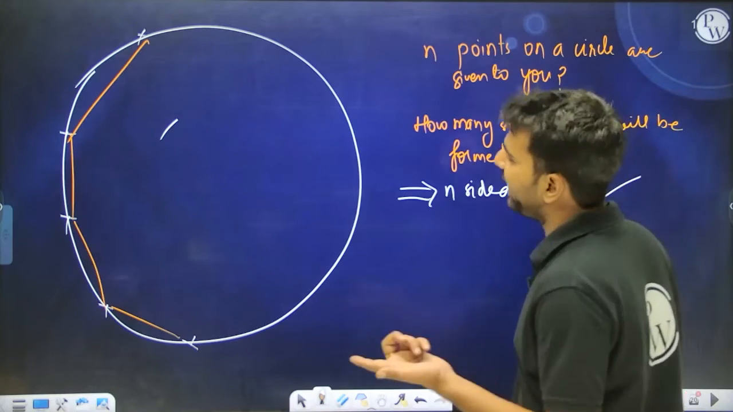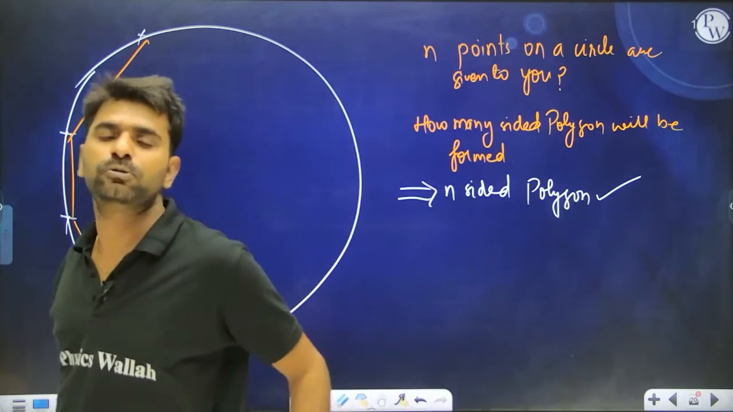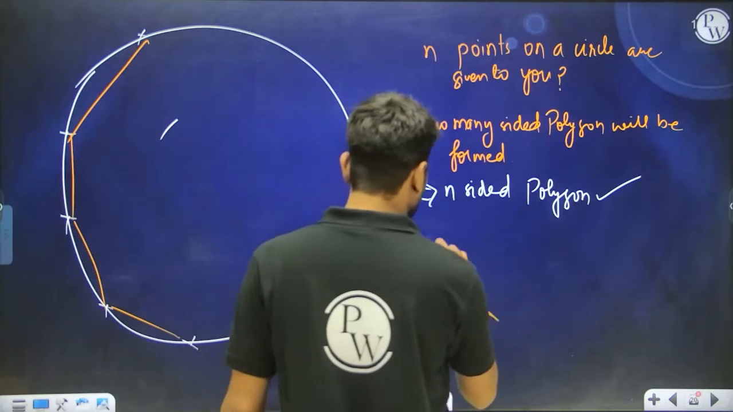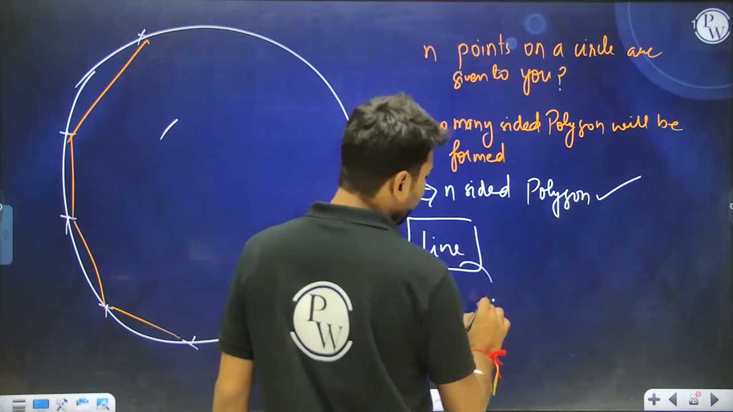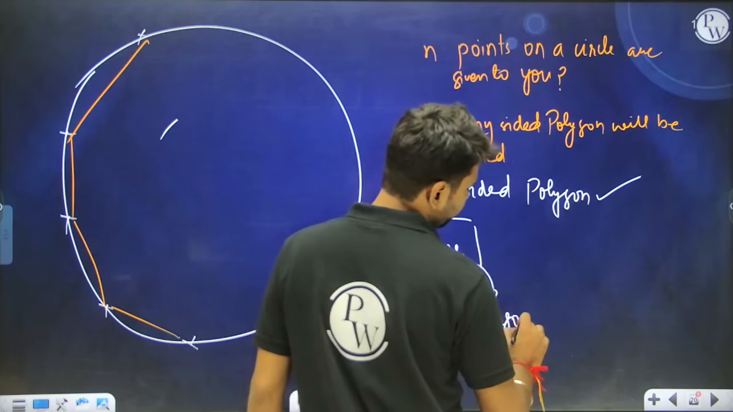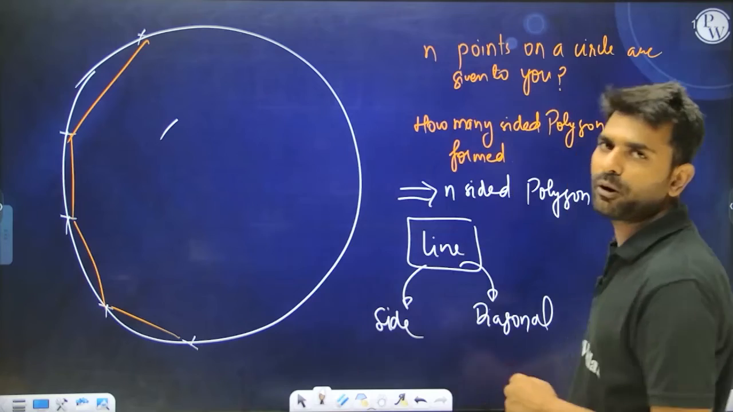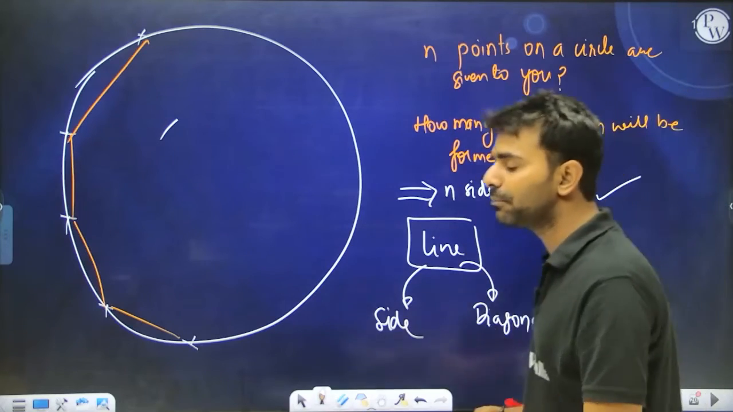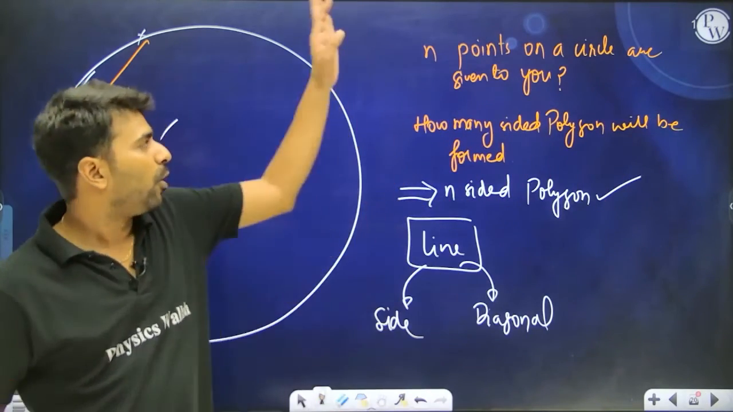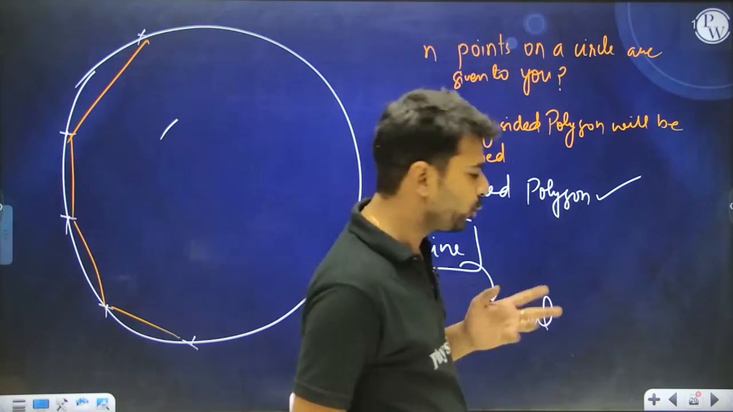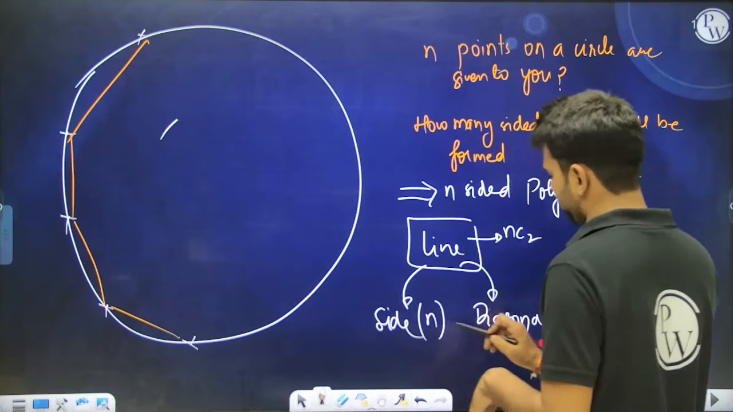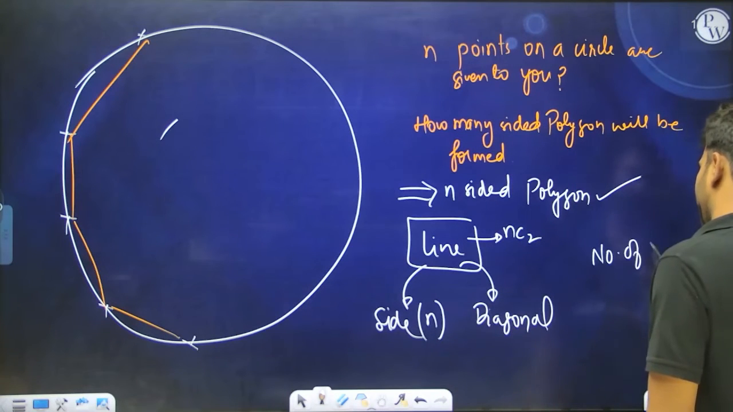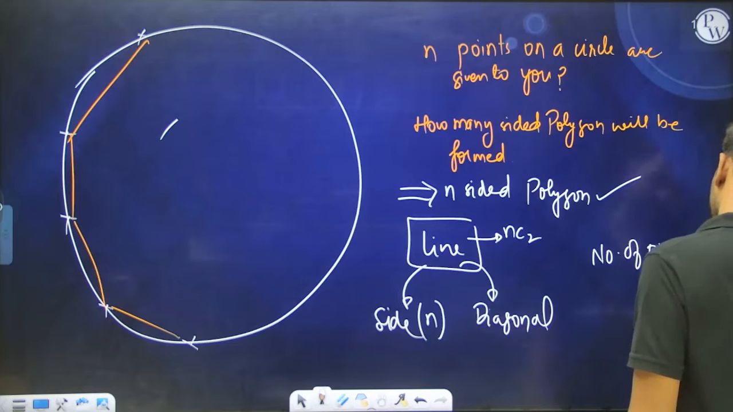Now a side is also a line, yes or no? A line can be of two categories over here: either the line will be a side of the polygon or it will be a diagonal of the polygon. So in this variety of problems, it can also be asked what is the number of diagonals that can be formed in an n-sided polygon. You can see that the total number of lines was nC2. The sides were n in number, so the number of diagonals will be equal to nC2 minus n, that's it.